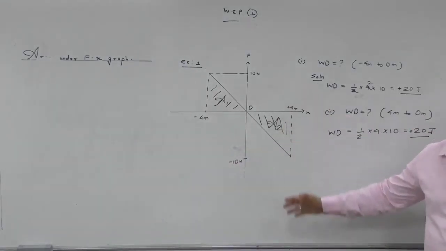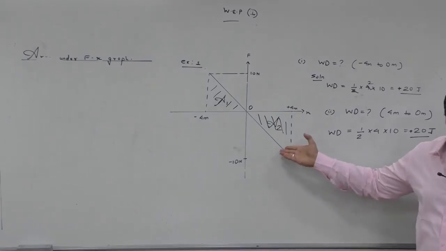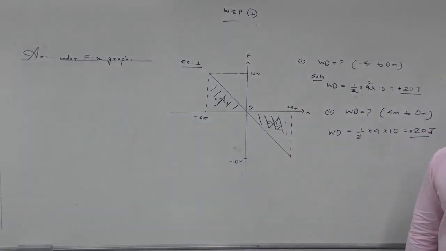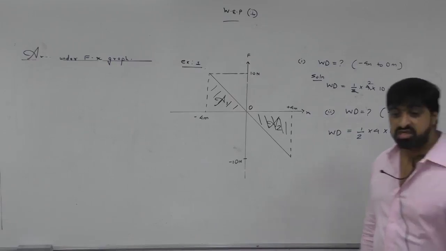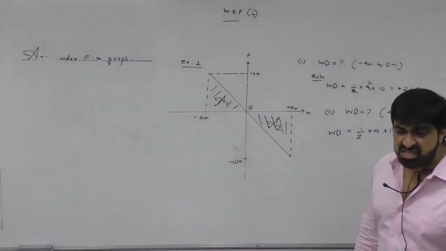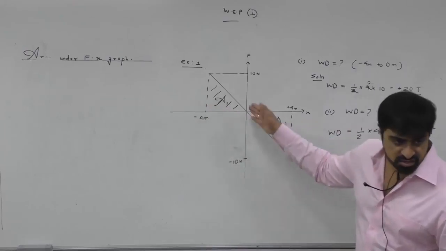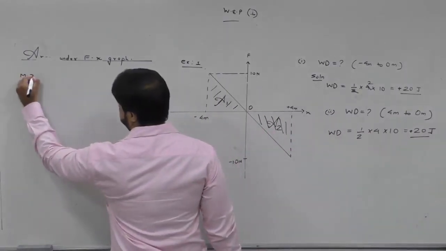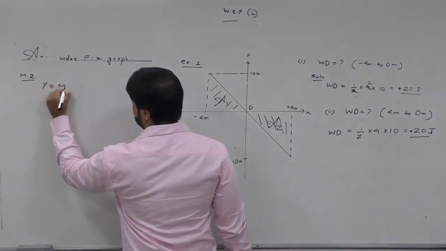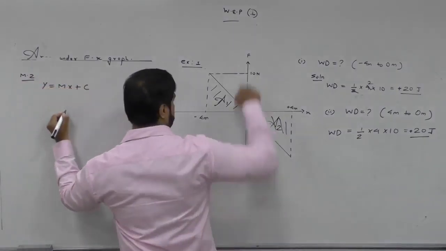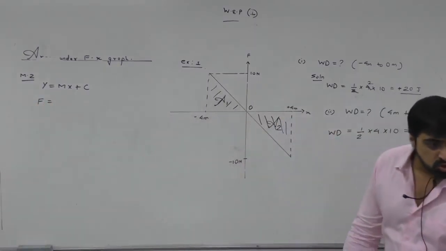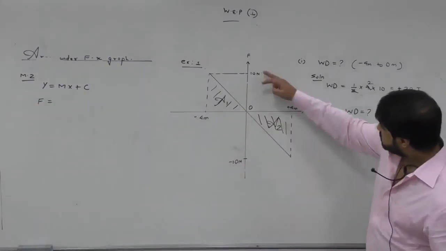It's method 1. I'll convert this question into type 2. What is a type 2 question? Work done by variable force. Can I convert this? Yes. Can I say, is this force a function of x? Yes, it is a straight line. What is the equation of a straight line? y is mx plus c. What is y? F. What is m? Slope. 10 by 4, no?